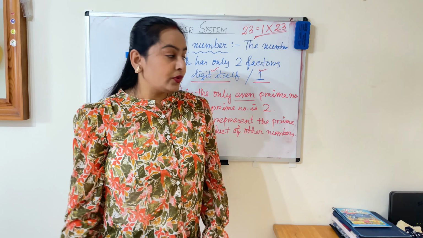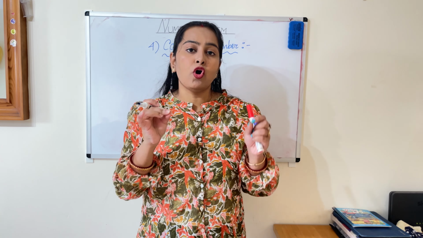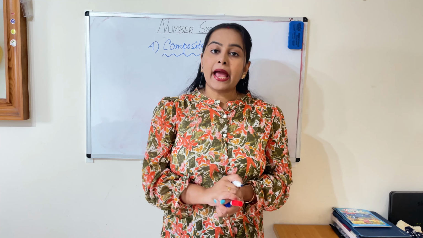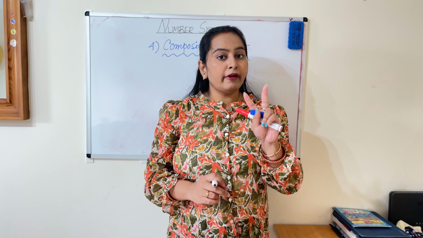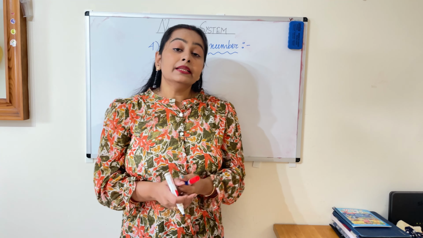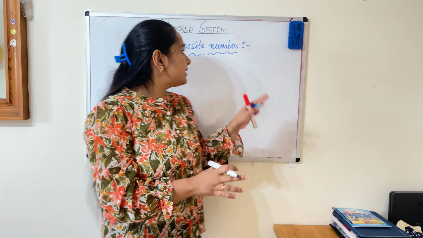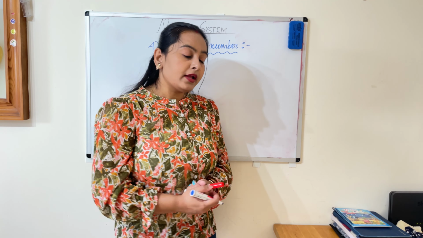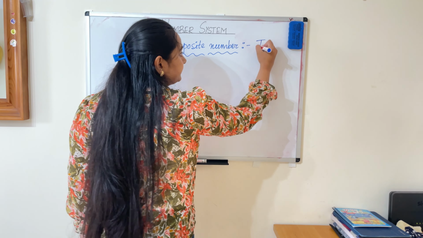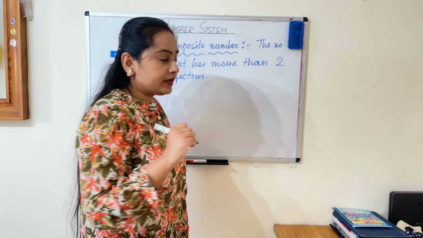Now next we'll talk about the composite number. What is a composite number? It's just the opposite of the prime number. Prime numbers have only 2 factors, but in case of composite numbers, the numbers which have more than 2 factors are considered as composite numbers, right? So a number with more than 2 factors is known as a composite number, right?